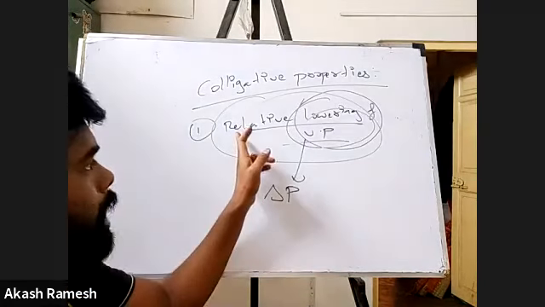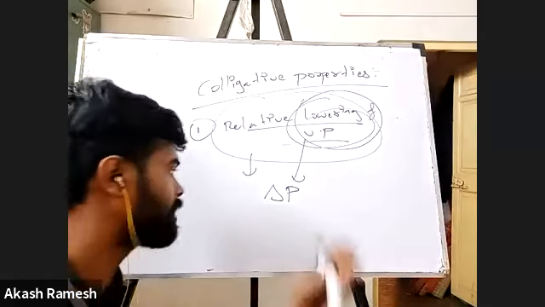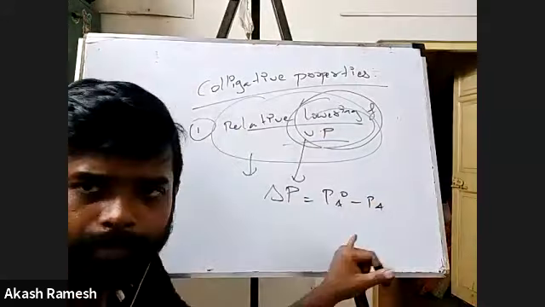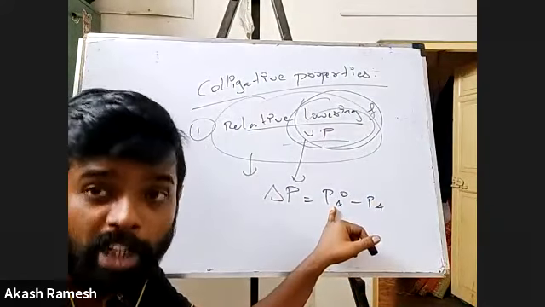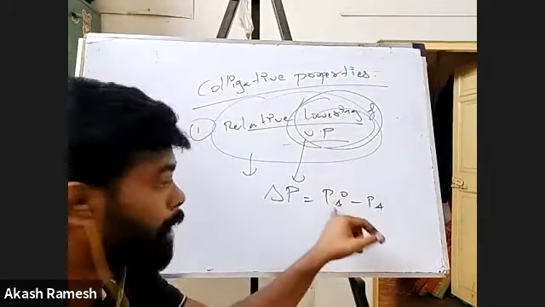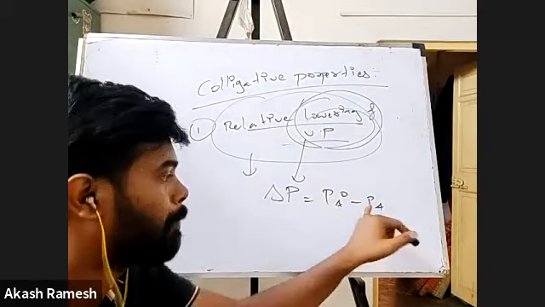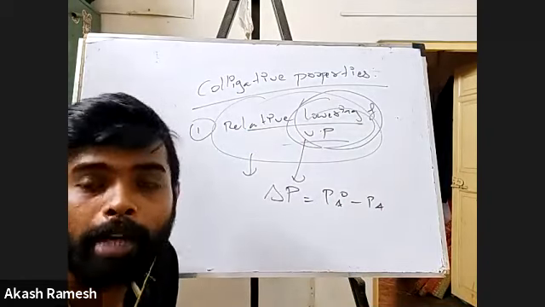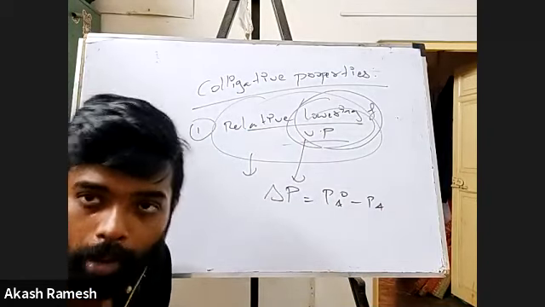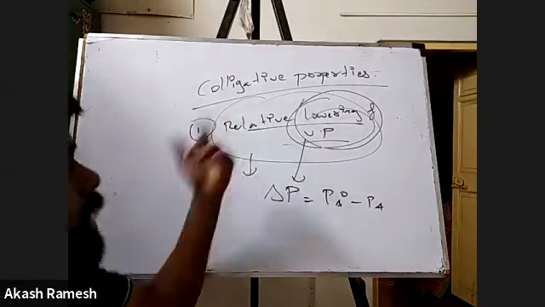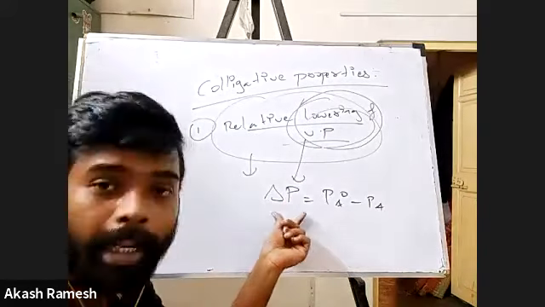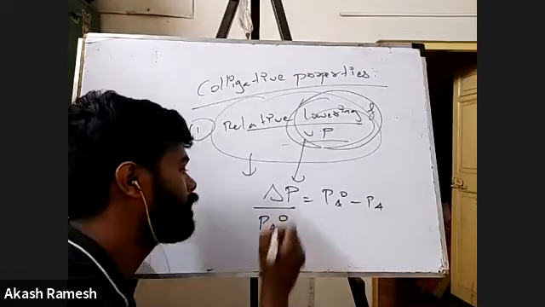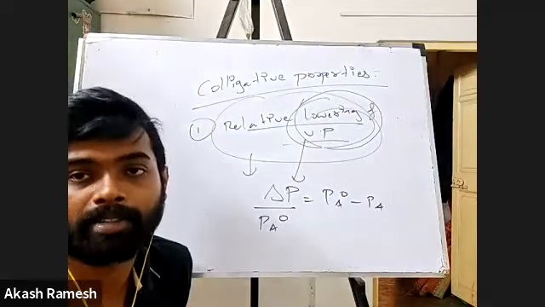Now, what do you mean by relative? I can even write del P as basically PA naught minus PA. This was the vapor pressure of the pure liquid before mixing, minus PA, the vapor pressure after mixing for that particular liquid. Now, when I say relative vapor pressure, what you have to do is take the lowering of vapor pressure and divide it by the initial vapor pressure. As simple as that.